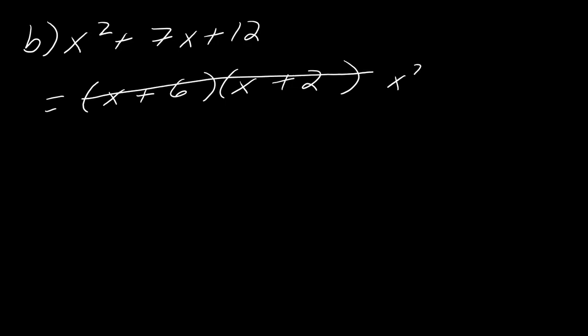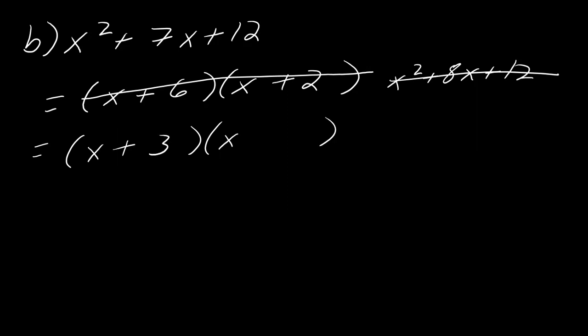This would actually leave me with x squared plus 8x plus 12, so this does not work. So that would be the wrong guess. The right guess would be 3 and 4. That's going to get me to 3x plus 4x, that's the 7x here.